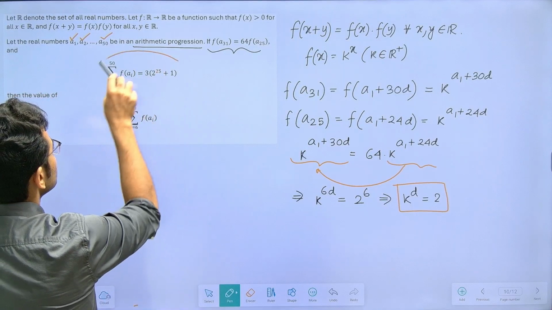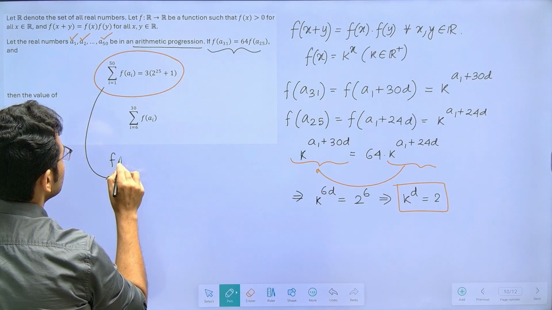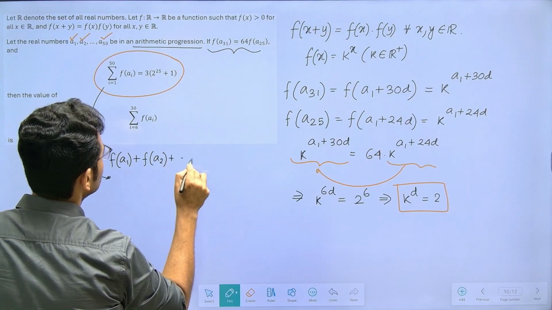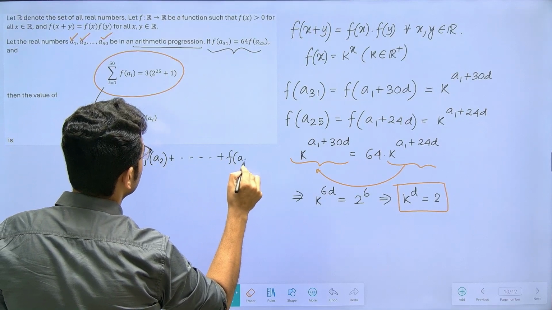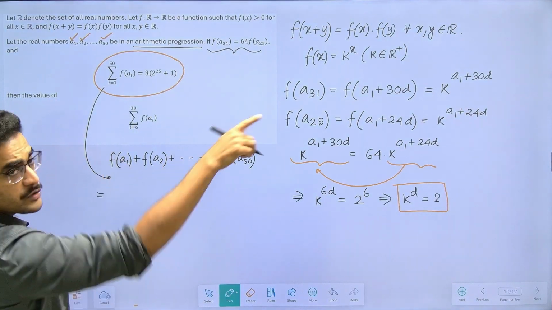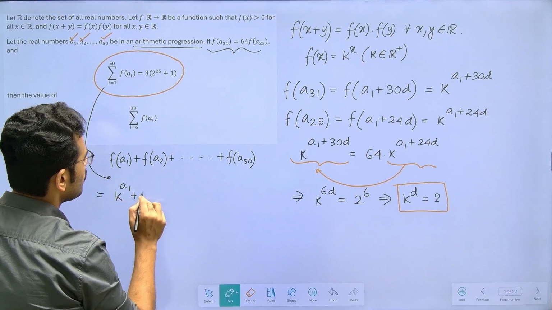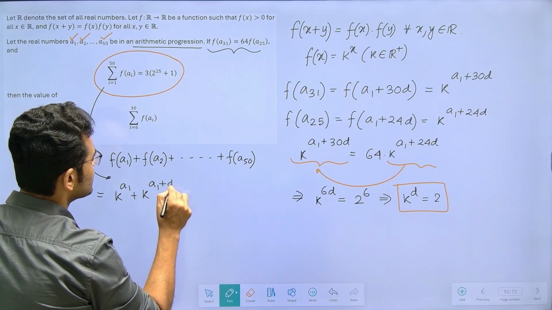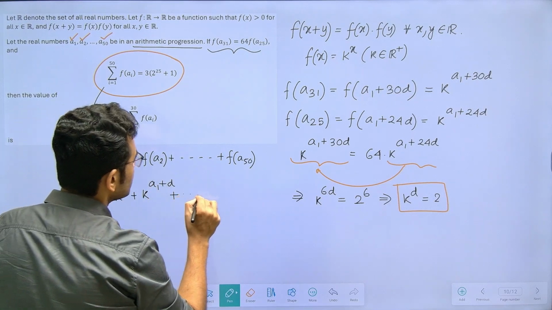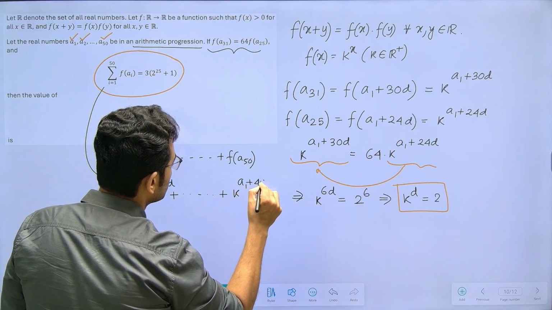Next, another condition is given, that is summation f(ai), that is f of a1 plus f of a2 and so on up to f of a50. This value is given to us. So this one is going to be f of a1. If you substitute in the function, it will be k to the power a1, plus f of a2, that is k to the power a1 plus d. We know d is the common difference of the AP. And this continues up to f of a50, that is k to the power a1 plus 49d.